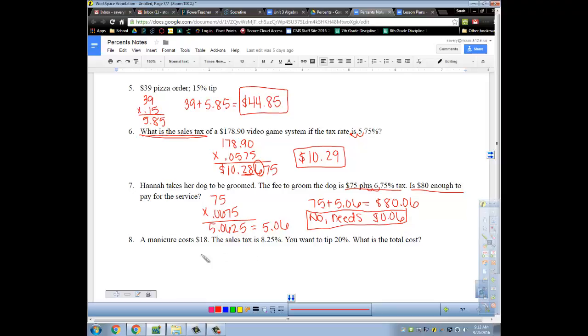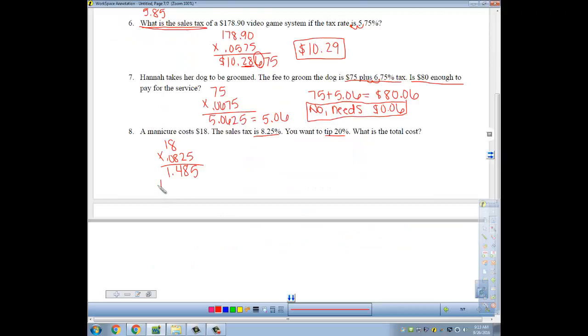Last one, a manicure costs $18. Sales tax is 8.25%, but we're also going to tip. So we're going to do this separately. We always do the tip last. So I'm going to do 18 times the sales tax, so that's 0.0825, which is 1.485. So that means that the tax is about $1.49. So I'm going to add that back to 18. So with tax, you're going to be paying $19.49, but we still need to include the tip.